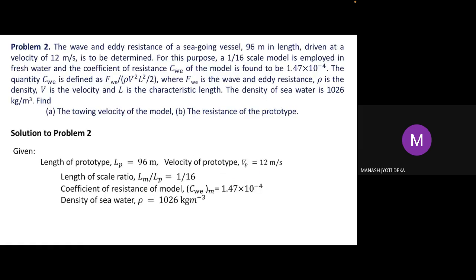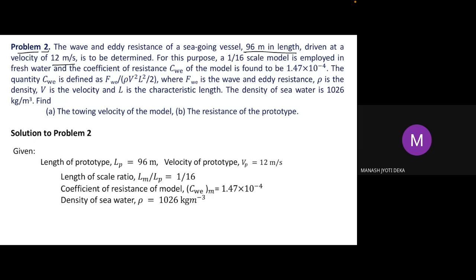So that's the idea. Finally, I'm doing a problem on similarity analysis. We have the wave and eddy resistance of a sea-going vessel of 96-meter length, driven at a velocity of 12 meter per second. So we need to determine the wave and eddy resistance.